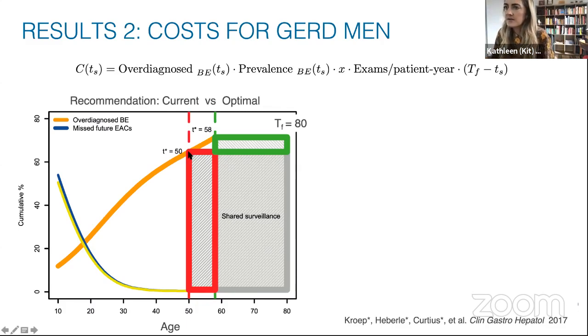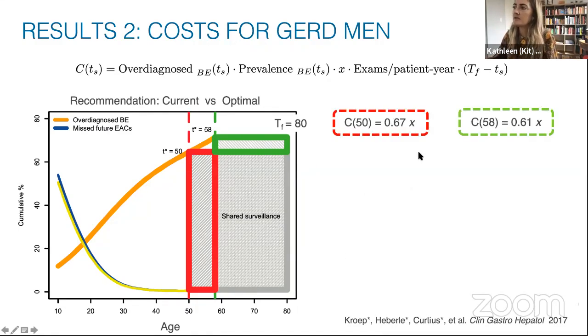So if you screen at age 50, this is the percentage of overdiagnosis that you expect, who will never go on to cancer. And this is the amount that you expect if you screen at some optimal age, 58, say for GERD men. And those will undergo surveillance for their lifetime, but are predicted to never go on to cancer. And so the difference that we're looking at is the difference between this green box and this red box. And when you compute that cost function from the model, you get this.